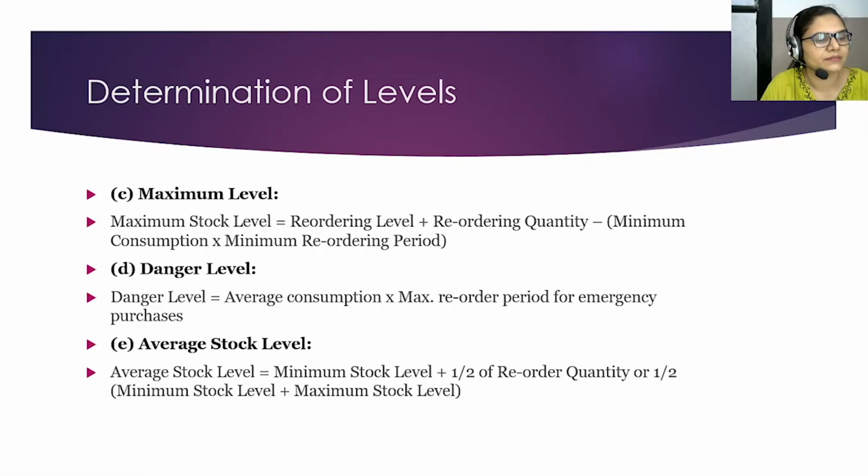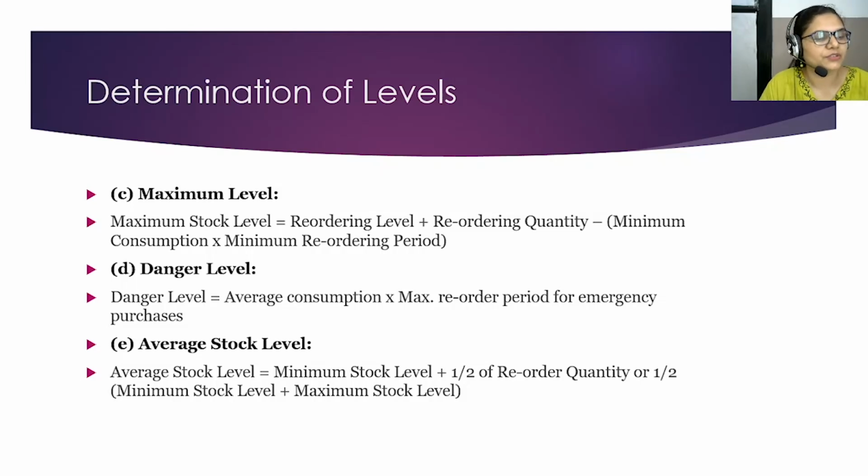Next is danger level. This means a level at which normal issues of the material are stopped and issues are made only under specific instructions. It simply means that issue of material is stopped and specific instructions are awaited for ordering at this particular level. The purchase officer will make special arrangements to get the material which reaches the danger level so that production may not stop due to shortage of material. The formula for calculating danger level is equal to average consumption into maximum reorder period for emergency purchases.